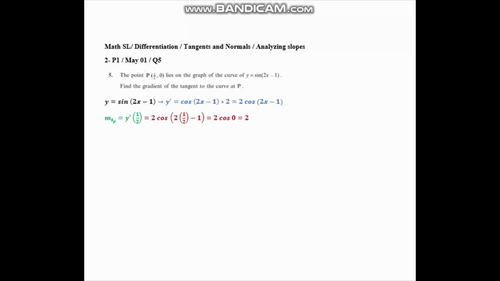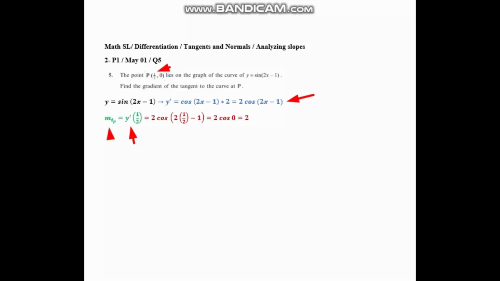So the first thing I'm going to do is I'm going to differentiate, and I'm going to use the chain rule. There are videos that can help you practice the chain rule. You can refer to those. And then after I differentiate, I just make the connection that the gradient of the tangent to the curve at point P is found by finding y dash of half, which is the x coordinate of point P. So instead of f dash of x, I'm going to find the f dash of half. Of course, f dash and y dash are the same thing. They mean the same thing.